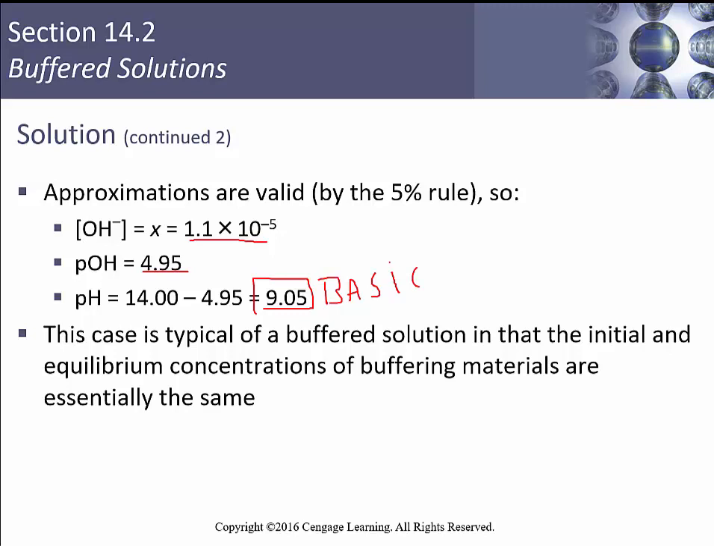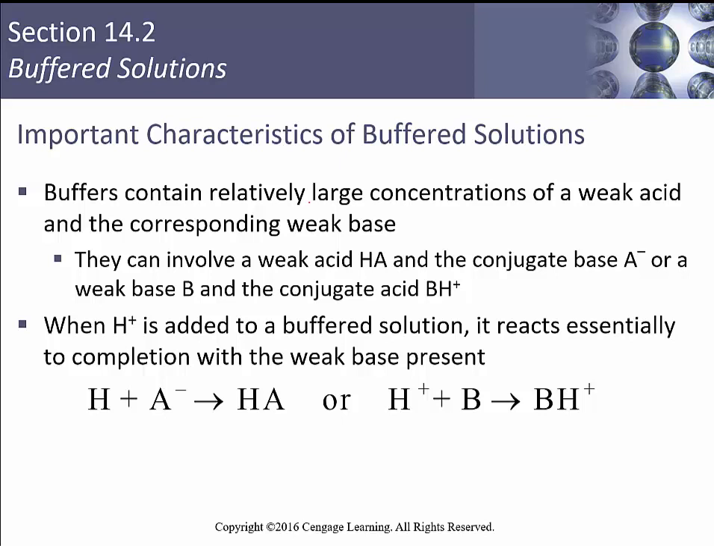This case is typical of a buffered solution in that the initial and equilibrium concentrations of the buffering materials are essentially the same. There's not been a big change to those concentrations. Buffers contain relatively large concentrations of a weak acid and the corresponding weak base. They can involve the weak acid HA and the conjugate base A minus, or a weak base and the conjugate acid BH plus. So when I add H plus to a buffered solution, it's going to react essentially to completion. It's going to take our conjugate base and reform some of our conjugate acid, or it's just going to attach to that weak base and form its conjugate acid.